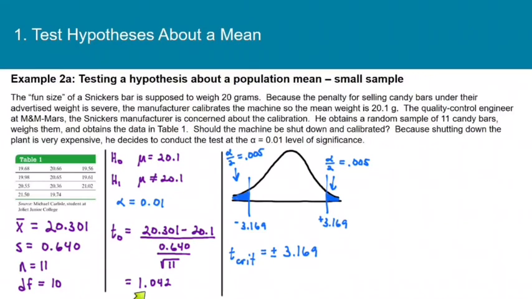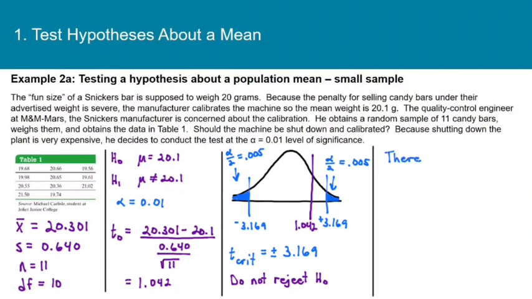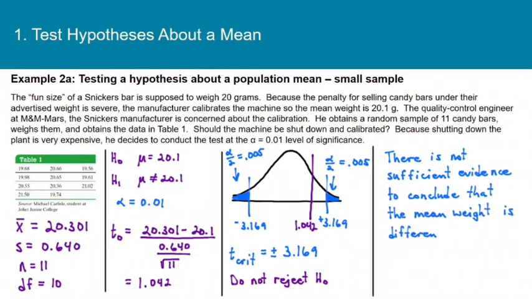Now we can draw our test statistic onto our normal curve, and that's a very middle of the road 1.042, so that's going to be about here somewhere. And as you can see, our test statistic fell in the non-rejection region. So we would not reject H0, and we would say that there is not sufficient evidence to conclude that the mean weight of the candy bars is different from 20.1.